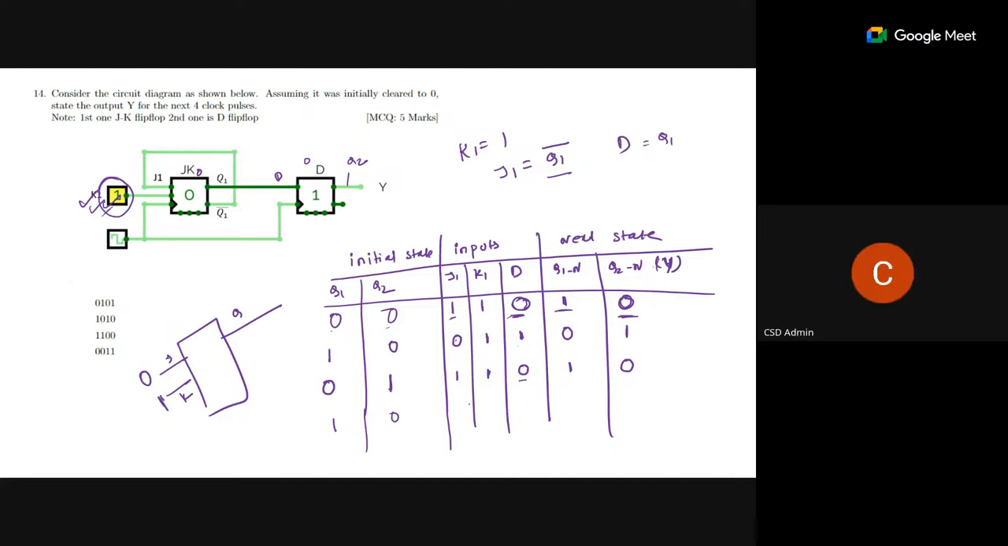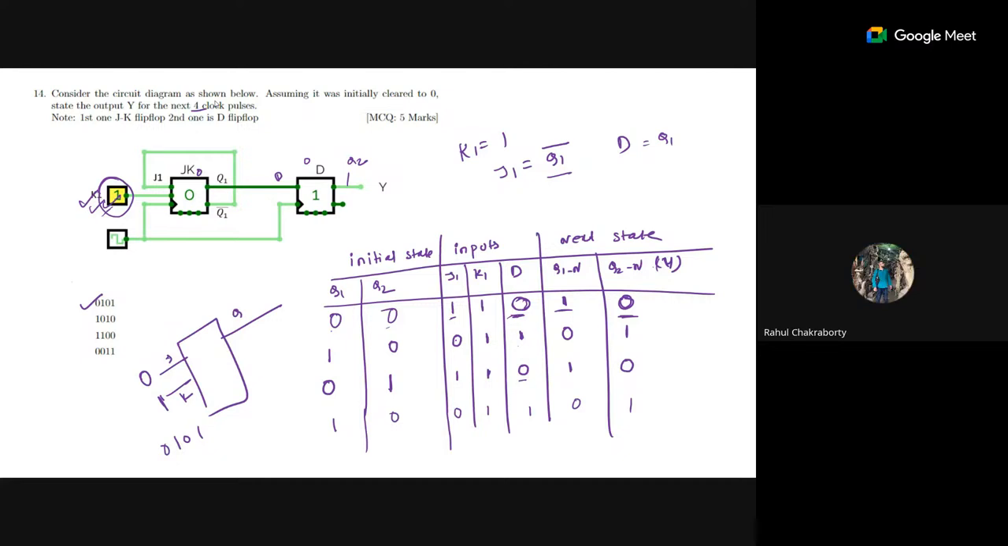For 1 0, it will be 0. The same thing, 0 1 1 0 1. We have asked 4 clock pulses, and we have asked only Y, right? So it will be 0, 1, 0, 1. So this will be the answer. Consider the answer is Y. We need to give 4 values of Y. Yeah, 4 values of Y. We have asked 4 clock pulses, right?